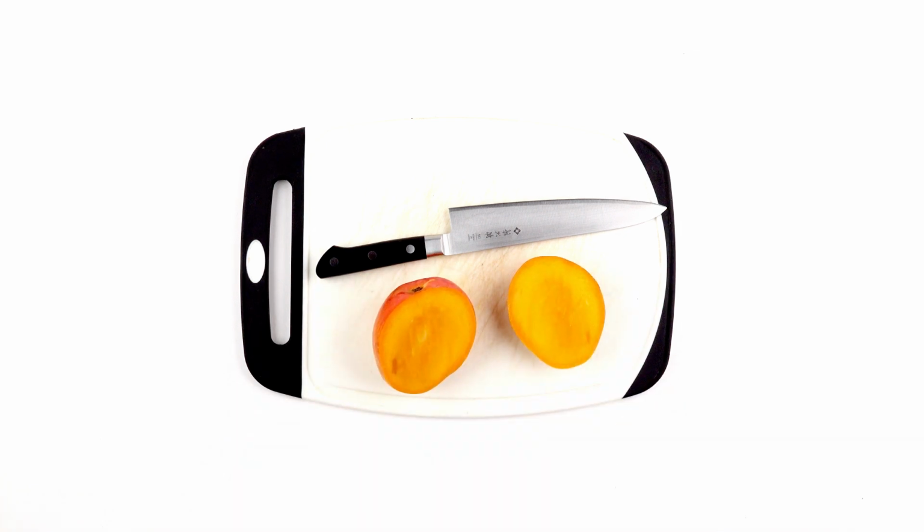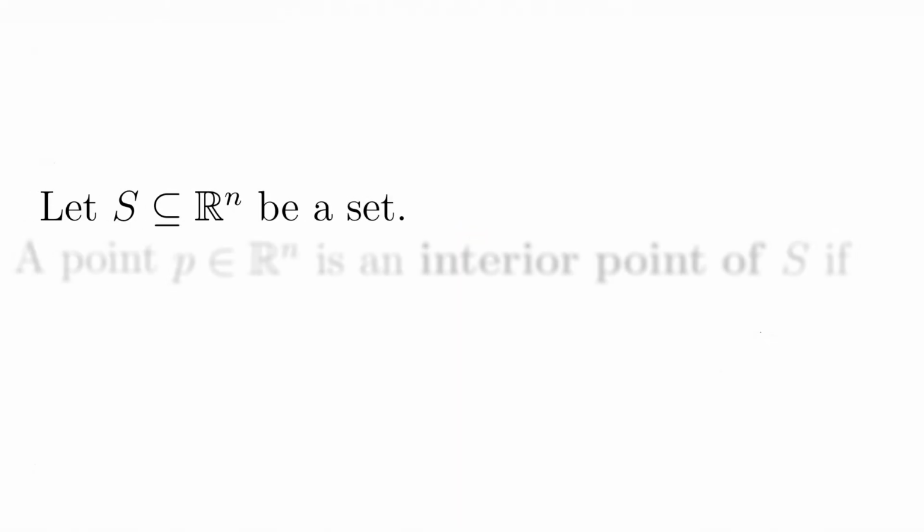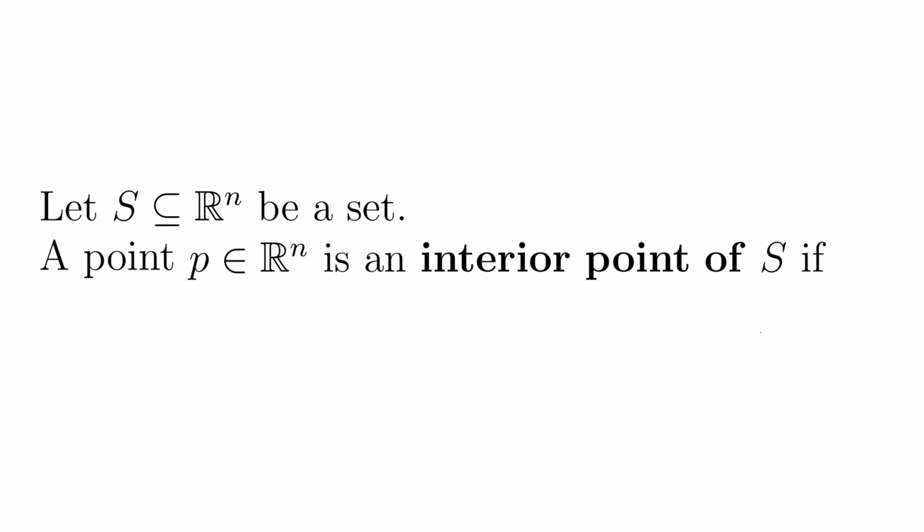First, what is the definition of an interior point of a set? Let S be a subset of n-dimensional space. A point P in n-dimensional space is an interior point of S if there exists epsilon greater than 0, such that the open epsilon ball centered at P is a subset of S.